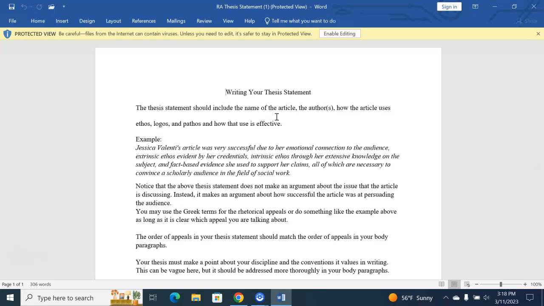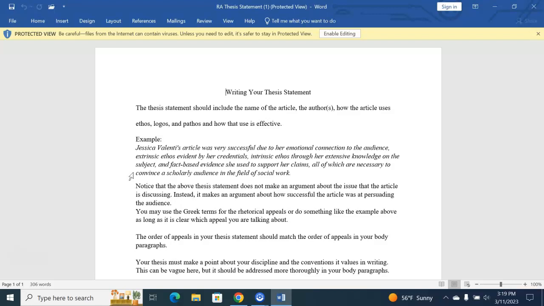So I have a couple of examples. So I have one example right up front, and we'll look at that and see how it uses all of those elements. Jessica Valenti's article, now it should have the title, but I pulled this from a student's paper, the title was probably used in the previous sentence, so it sounded a little bit repetitive. Was very successful, here's our judgment, due to her emotional connection to the audience, that's pathos.